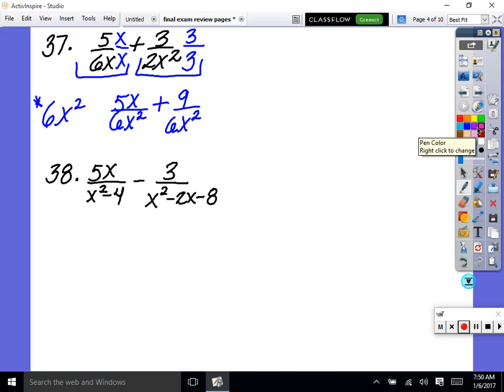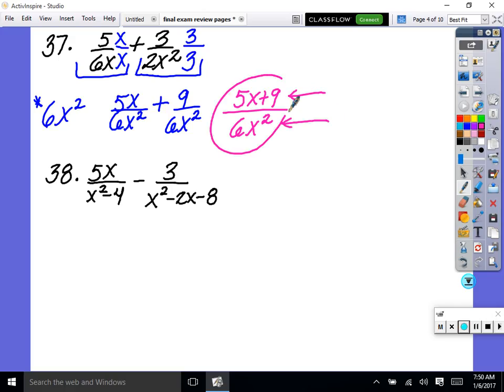So on top, now we're just adding our numerators. So we have 5x plus 9 divided by 6x squared. Now this would be our final answer, but here's why. We would say that is my final answer, but does it simplify? This doesn't factor, and so we can't divide anything out. So that's how we know we're done.